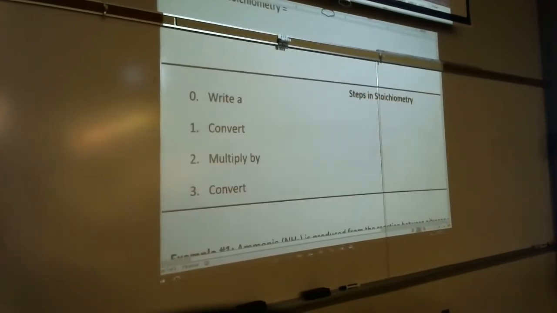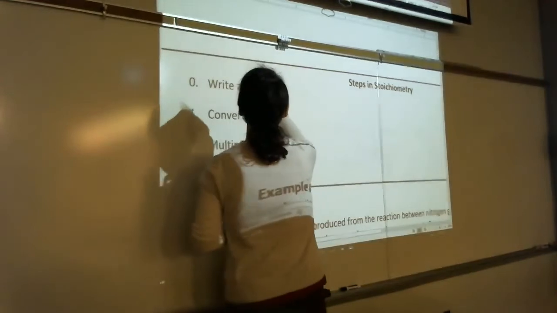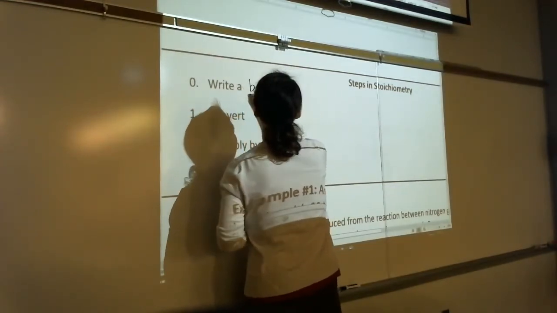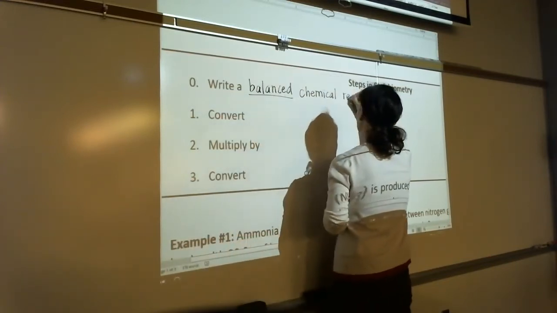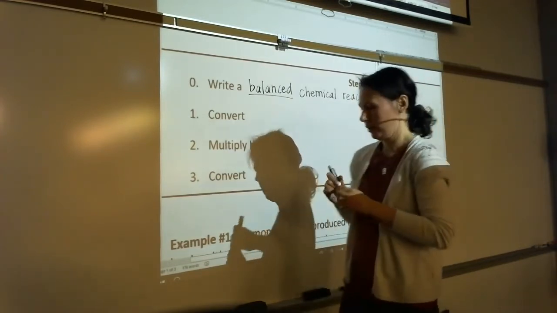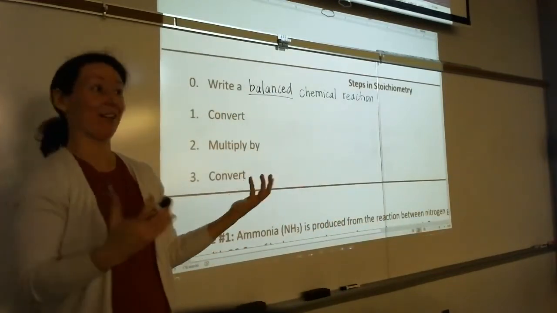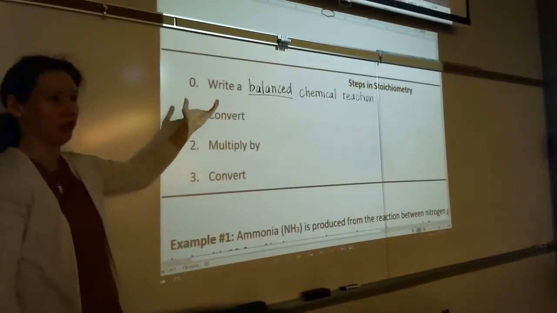So here are the steps in stoichiometry that we're going to go through. Write a balanced, must be balanced, chemical reaction. That's step 0. Just like when you're baking, step 0 is get the cookbook, right? You gotta have a recipe. Step 0 for a chemist is you gotta have your recipe, right? The balanced chemical reaction is your recipe.